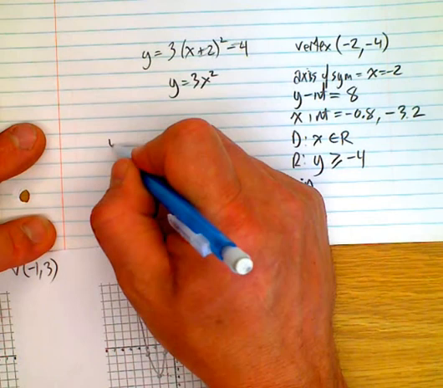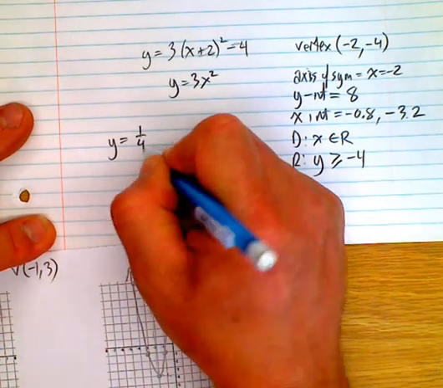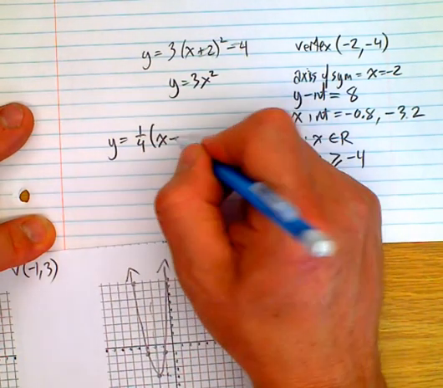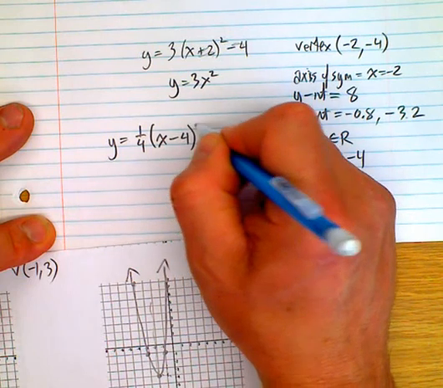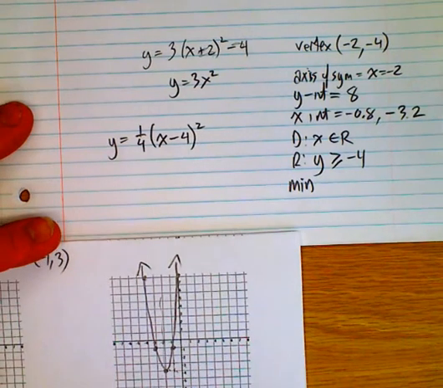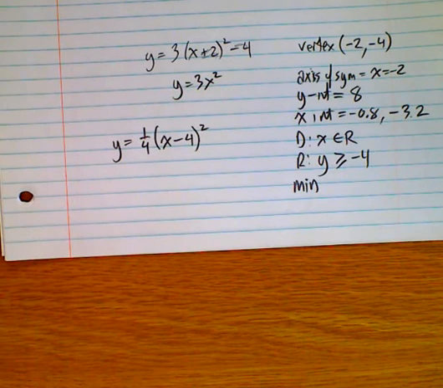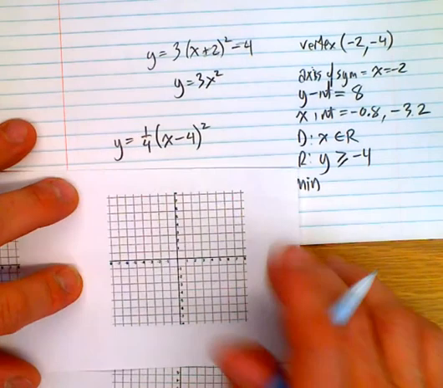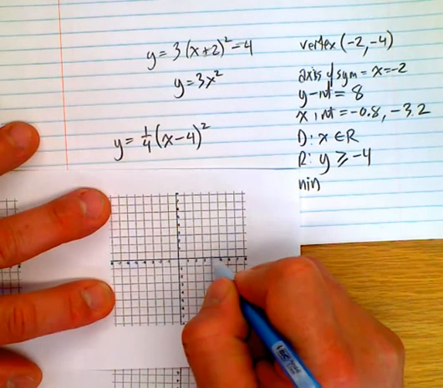Let's look at y is equal to 1/4 (x minus 4) all squared. Well, hopefully what you'll notice right away is that you don't have a vertical shift. So that means that you don't go up or down at all, but we do go sideways, and we're going to go right 4. Boom, there we go.